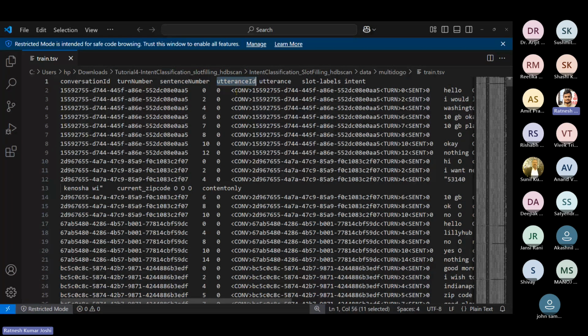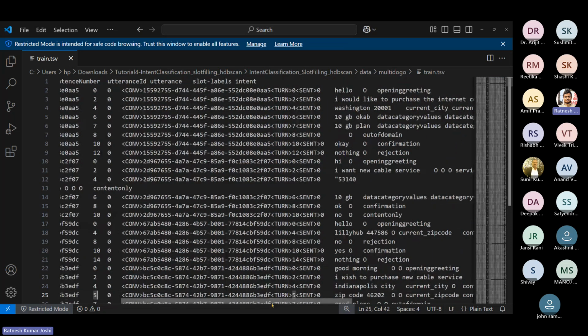Utterance ID is generated by using the CONV special token followed by the corresponding conversation ID. Right. So basically this conversation ID is directly copy pasted here. Then the special keyword turn followed by the turn ID for this particular entry, followed by the special representation for sent, which corresponds to the sentence number and the corresponding sentence value. So this fourth column is generated entirely using columns 1, 2, and 3. Right, that is the general idea.